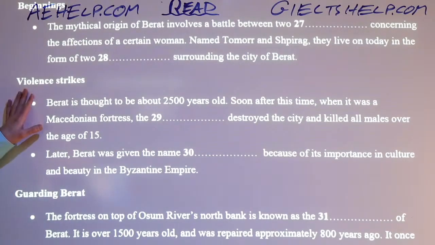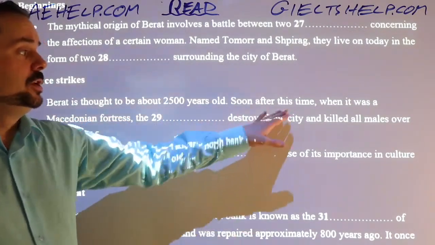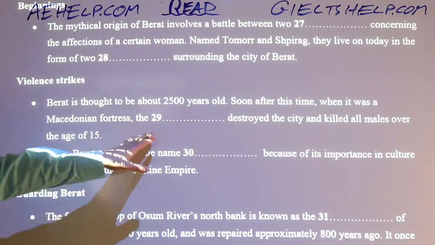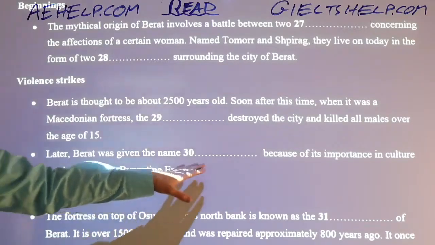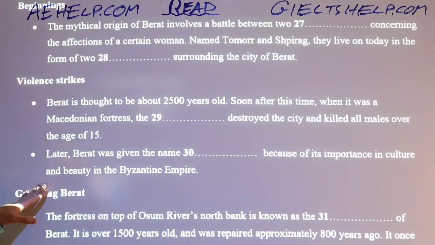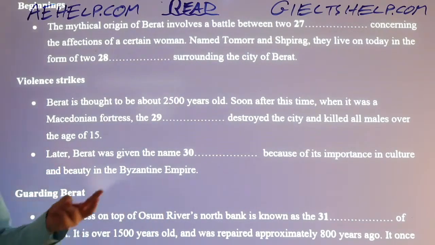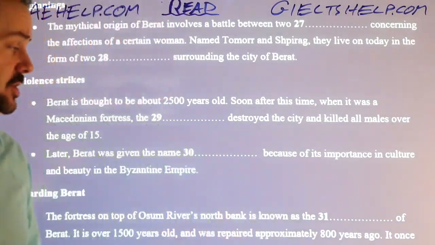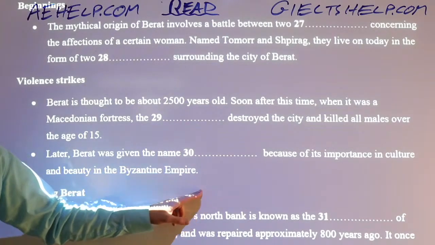All right. Violent strikes. Bharat is thought to be about 2,500 years old. Soon after this time, when it was a Macedonian fortress, the something destroyed the city and killed all males over the age of 15. Later, Bharat was given the name something because of its importance in culture and beauty in the Byzantine Empire. Okay, so now we learn two more pieces of important information. One is we're dealing with an ancient city's history. And two, we're dealing with the Byzantine Empire.